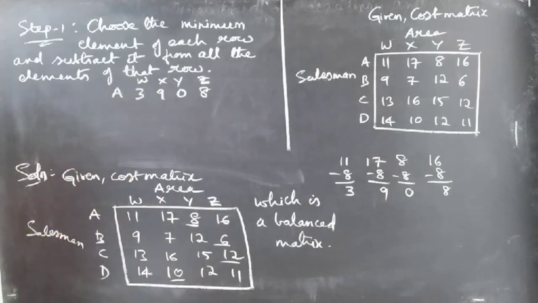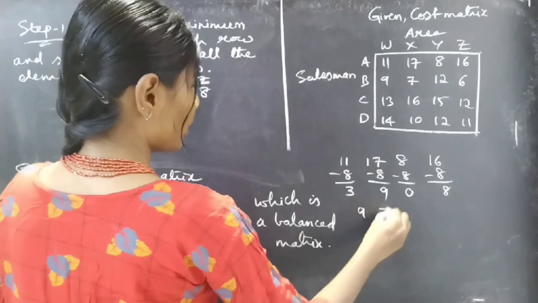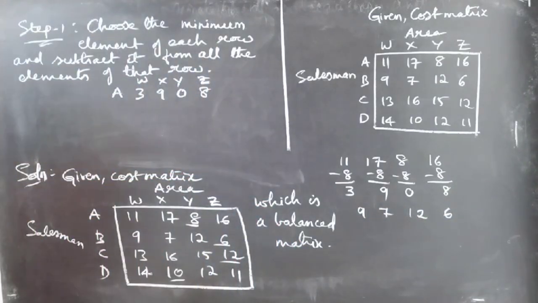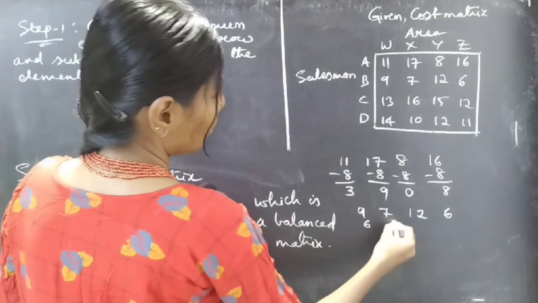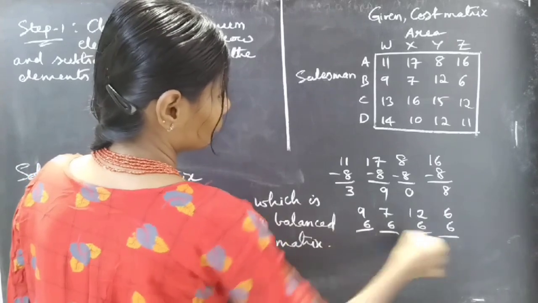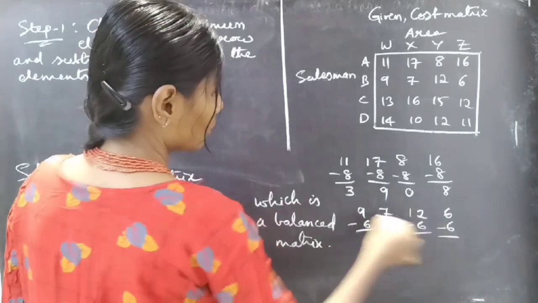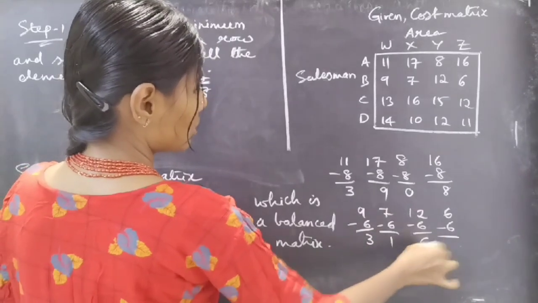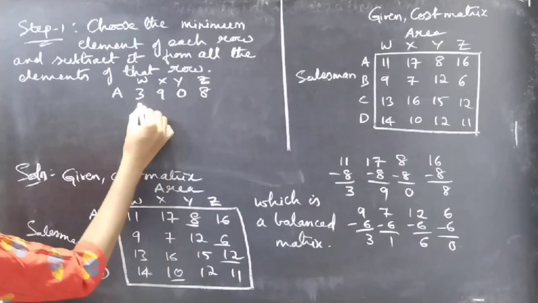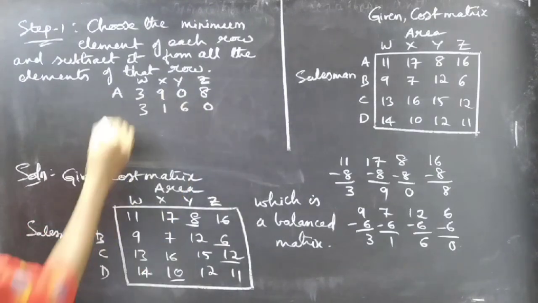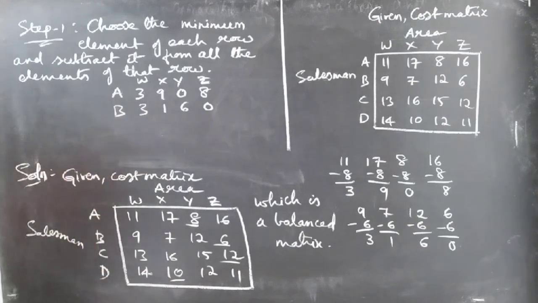Now coming to the second row. In the second row, we have 9, 7, 12, 6. Since 6 is the minimum element, we'll subtract 6 from all the elements of the second row. 9 minus 6, 3. 7 minus 6, 1. 12 minus 6, 6. 6 minus 6, 0. So in the second row, we'll get 3, 1, 6, 0, which is our row B.